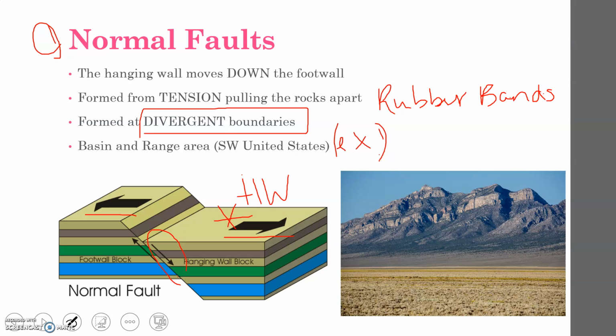And it's the Basin and Range area in the southern United States. You can clearly see in the picture that at one point these were beautiful and flat, and that they have slid down and now created angles.